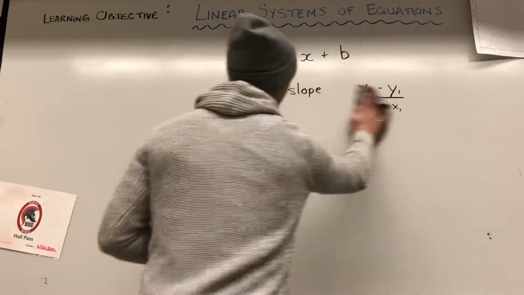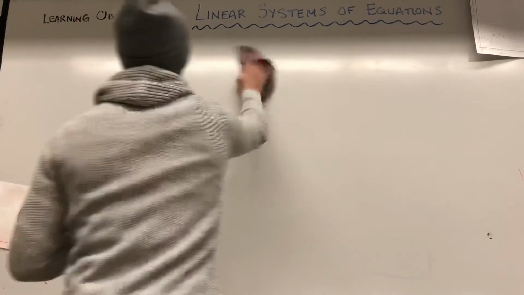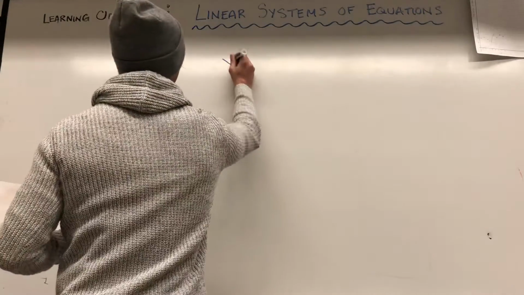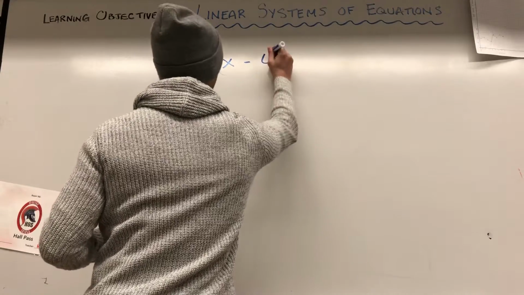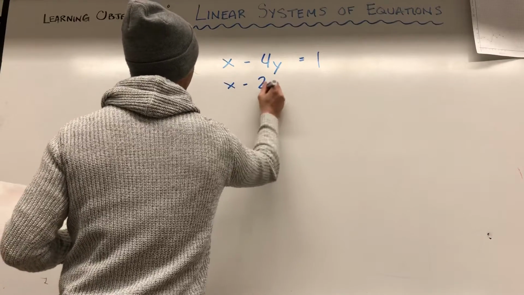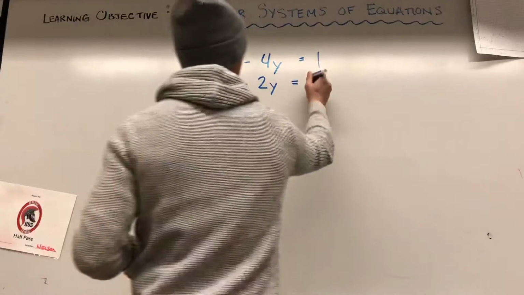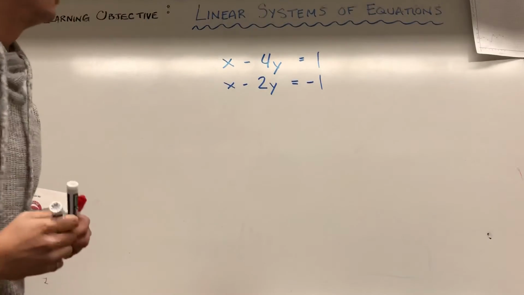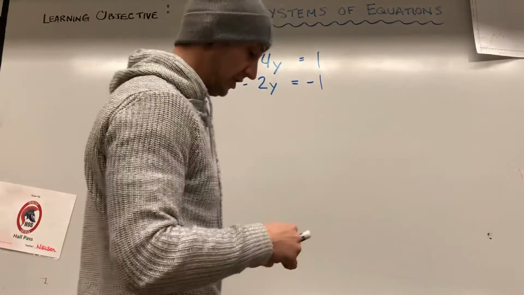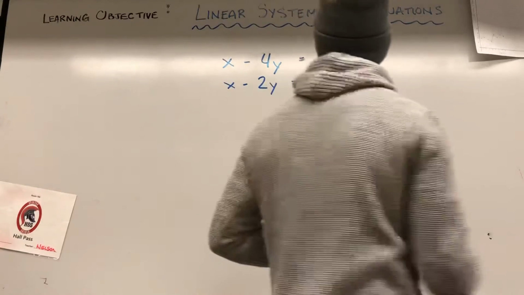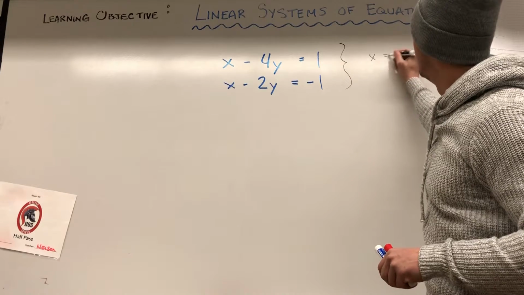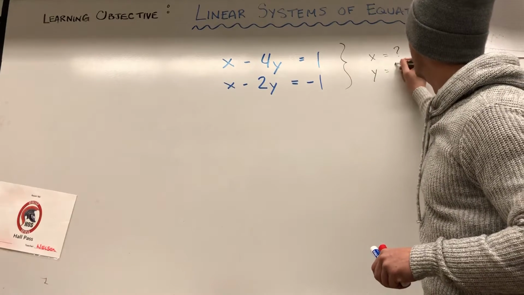Now, what happens in the situation where I have a system of linear equations? Well, say I had x minus 4y equals 1 and x minus 2y equals negative 1. There are two linear equations here. So now we call this a system of linear equations. And when I say solve this system of linear equations, basically I'm asking you to figure out what x equals and what y equals.